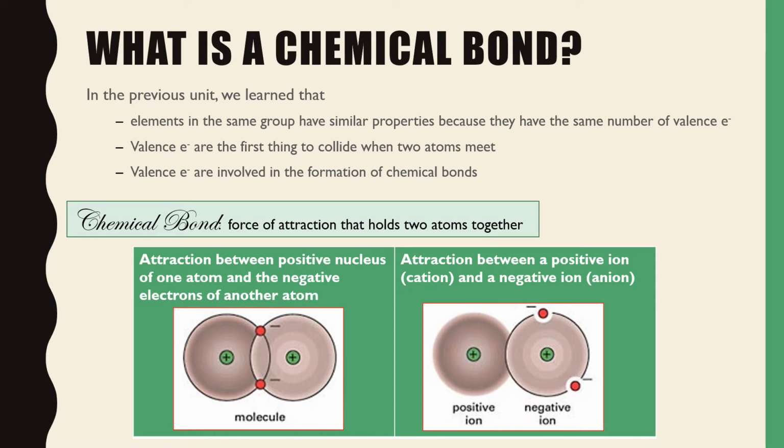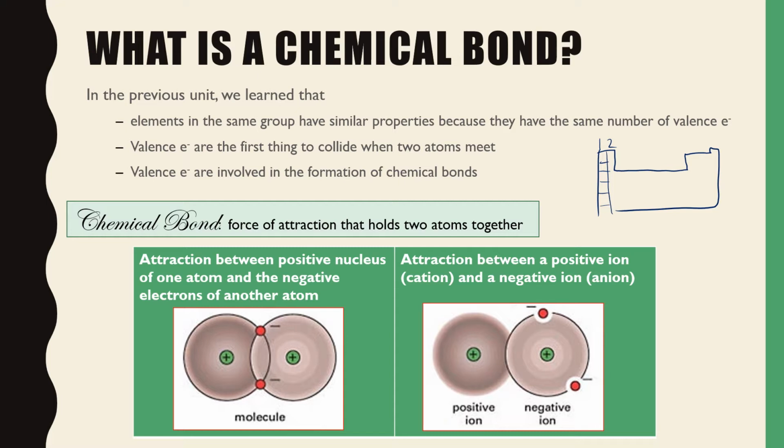Let's first start by defining what is a chemical bond. In the last unit, we learned that elements in the same group have similar properties because they have the same number of valence electrons. So on the periodic table, that looks something like this. We divided these up into groups. So we said this is group 1, this is group 2, and all of the elements in group 1 have one valence electron, and because of that, they have similar properties.